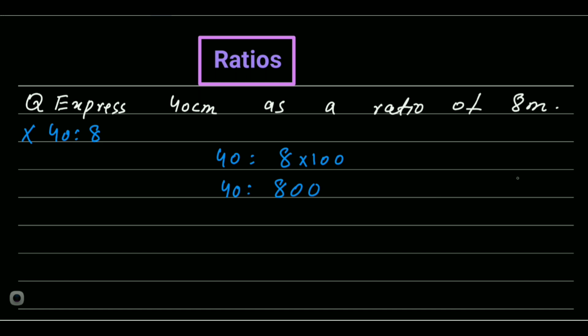The easiest way to solve a ratio is to write it in the form of a fraction. 40 over 800, 4 ones are 4, 4 twos are 8, and 0. So 1:20 is the answer. Okay, so let's do the next question.